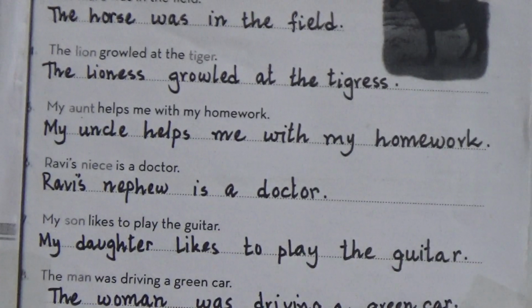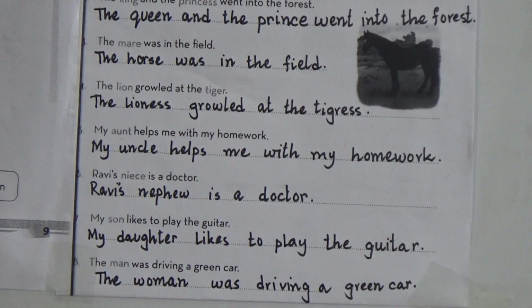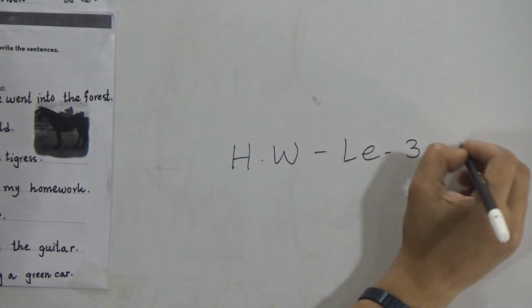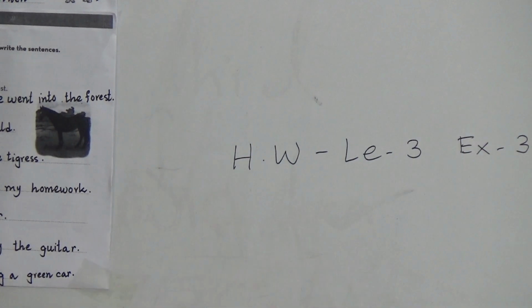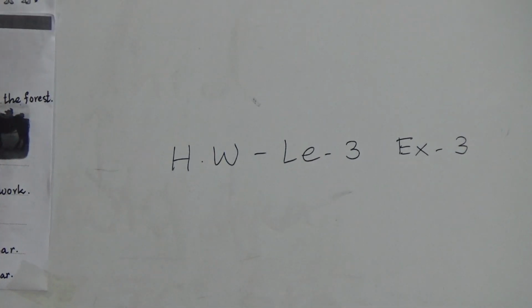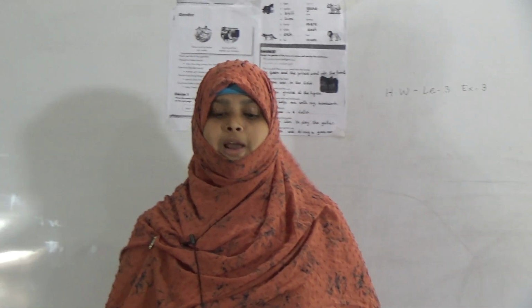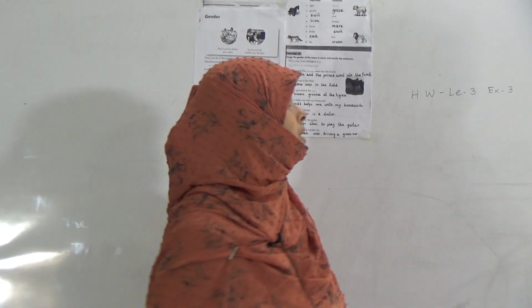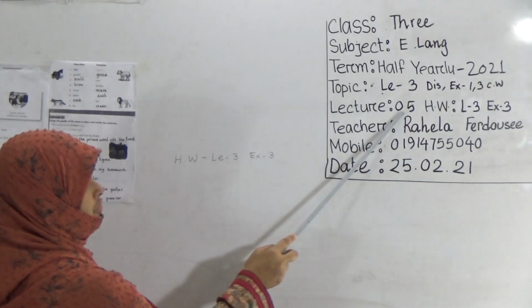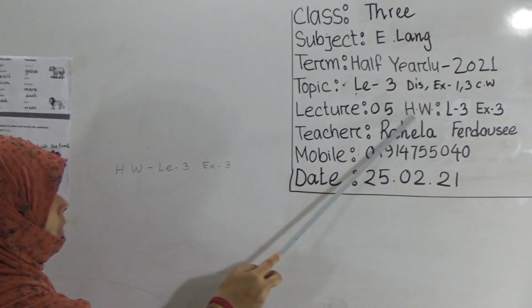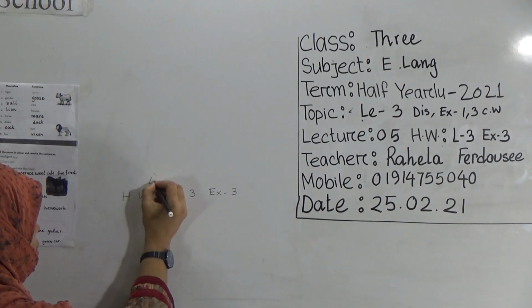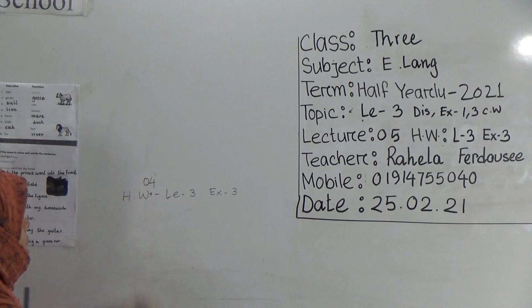Now this will be your homework. Your homework is Lesson 3, exercise number 3. My dear students, from now we are starting to cut some of your marks for spelling mistakes. So you should be careful with your spelling, and don't forget to mention the homework number. Lecture number 5 and homework number 4. This is homework number 4. Don't forget to mention the number.